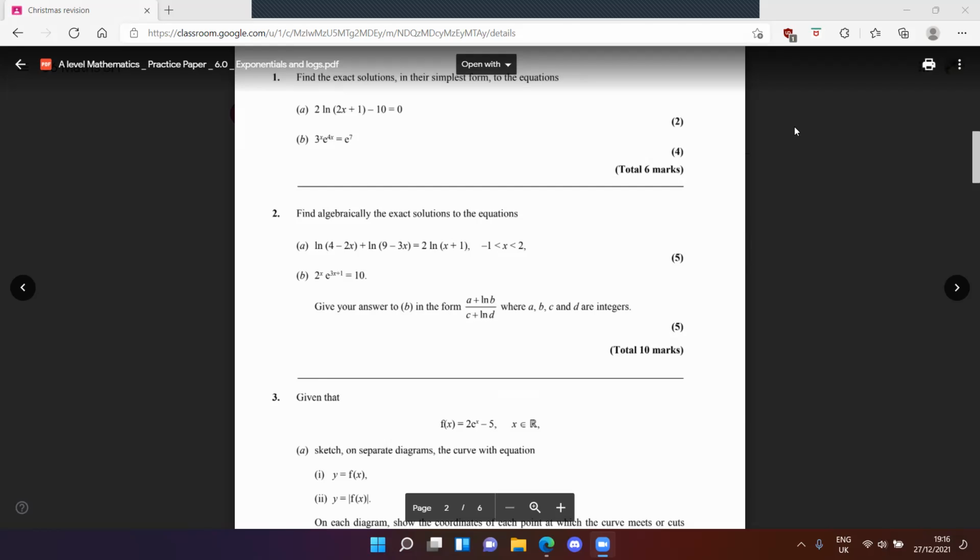Next. So we need to give the answer in that form. Okay, so is it like x equals that? Well, when you simplify, you'll get x equal to something like that.